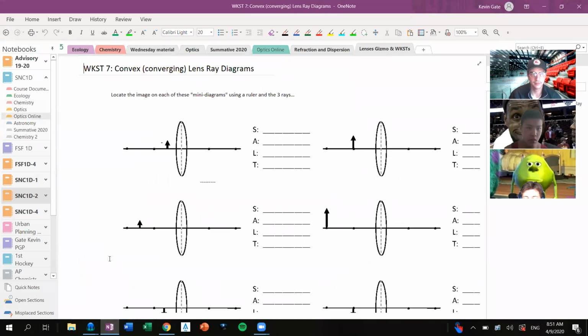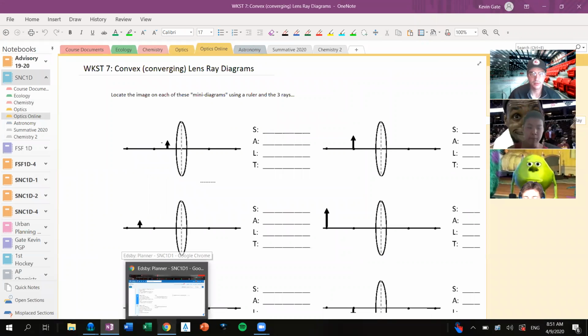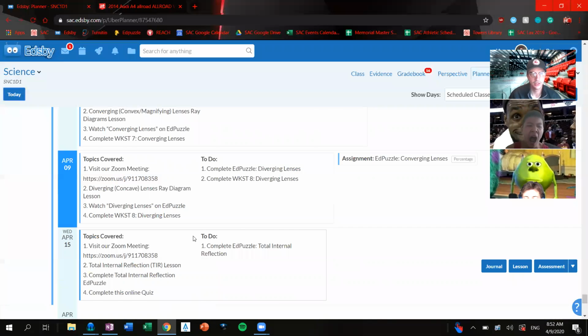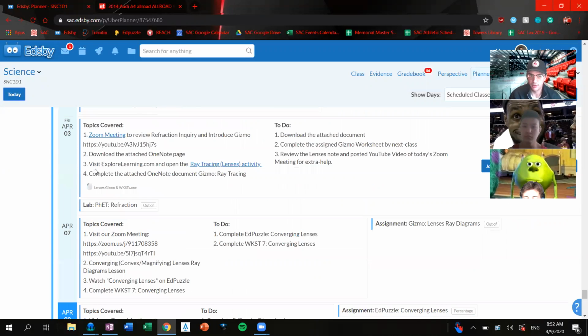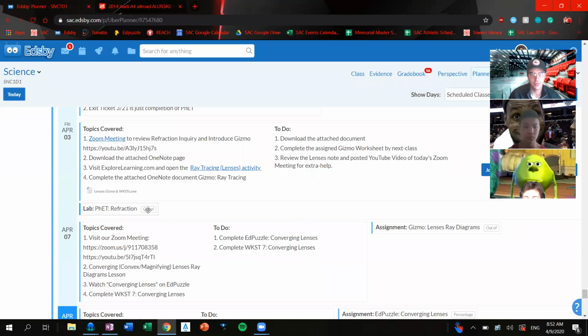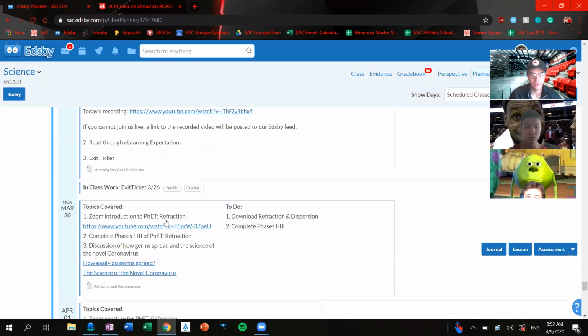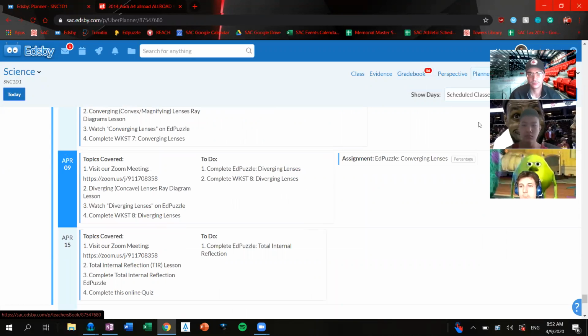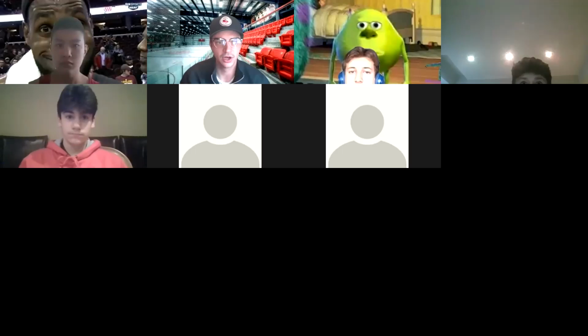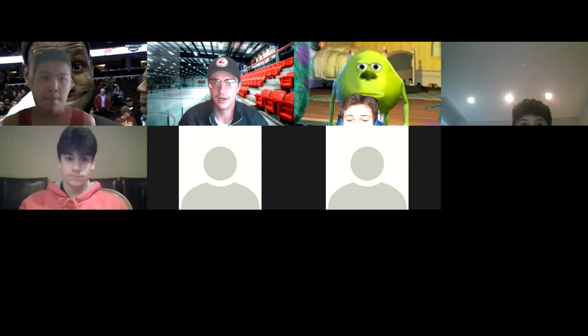Before we get there, some housekeeping. I just want to make sure that we're all on the same page in terms of homework completion. We should have worksheet 7 finished, EdPuzzle Converging Lenses finished. The PhET lab needs to have been submitted, as well as the gizmo. I'm going to take it off screen share right now, just to make sure that when I check the gradebook, everybody that's in here is caught up.